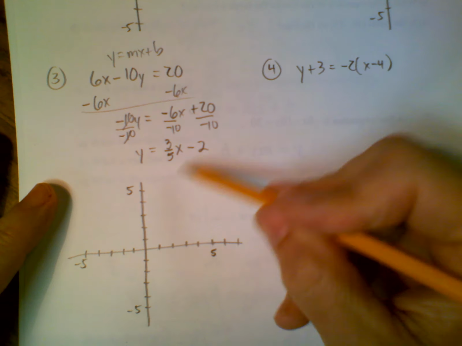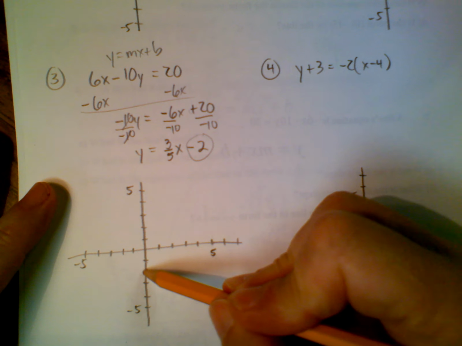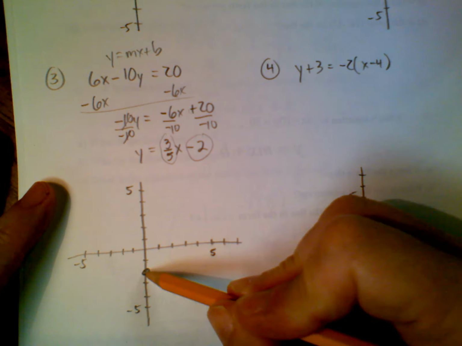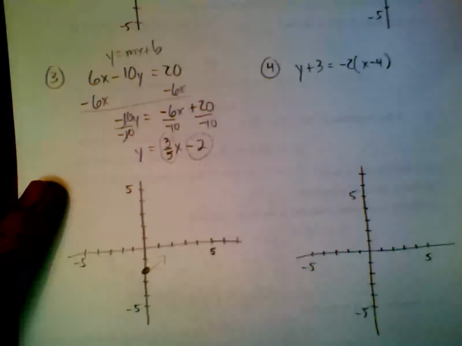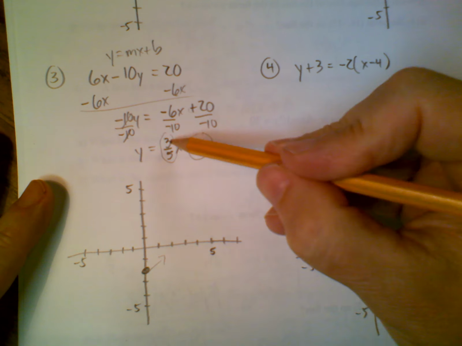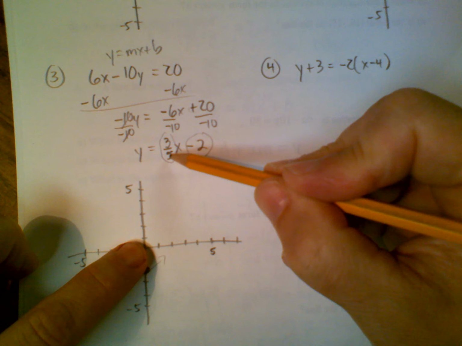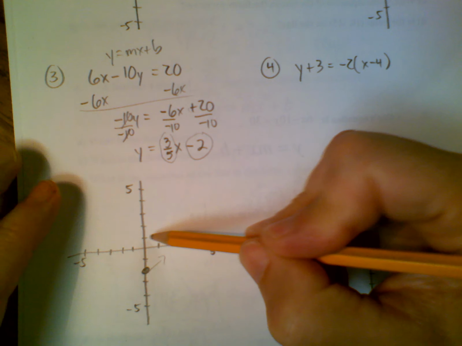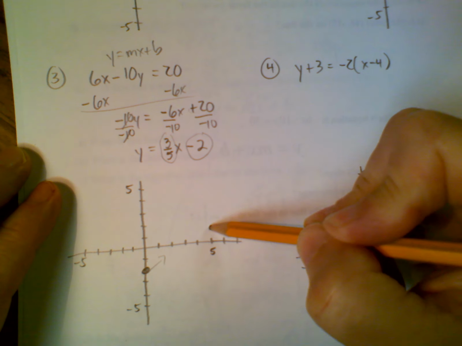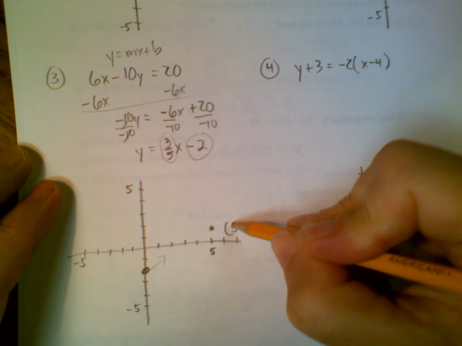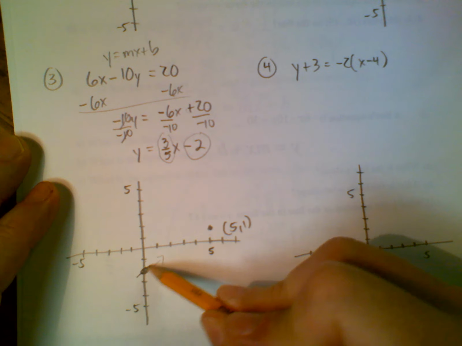negative 2 on the y-axis, 1, 2 down. And from that point, this is a positive slope, so the line's going in that direction up and to the right, but specifically it's going up 3, 1, 2, 3, and then 5 to the right from there. 1, 2, 3, 4, 5. So the exact coordinates of that point are 5, 1, and there's the line.